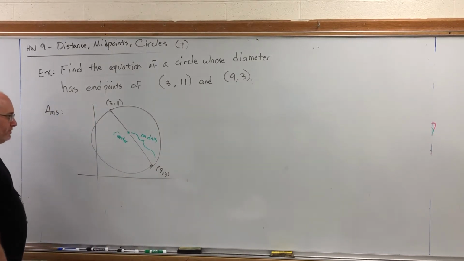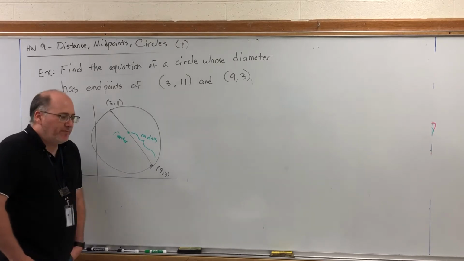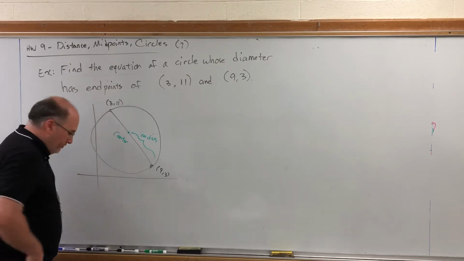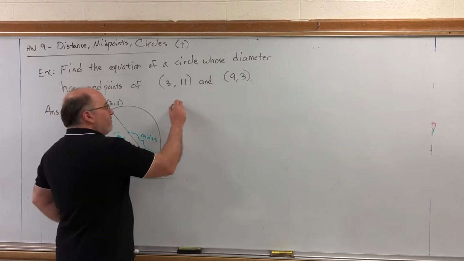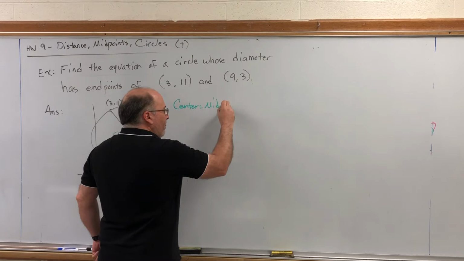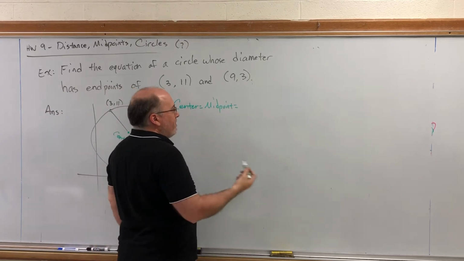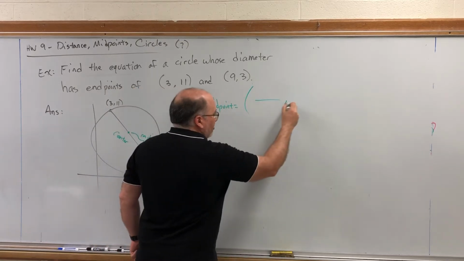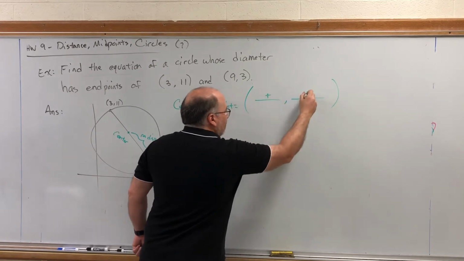So let's start with the center. Think about it. On that diameter, where is the center located? If you said in the middle, that's not bad. But if you said at the midpoint, that's perfect. To find the center, it's just the midpoint. And remember, to find the midpoint, you just average the x's and average the y's. So let's get it set up.